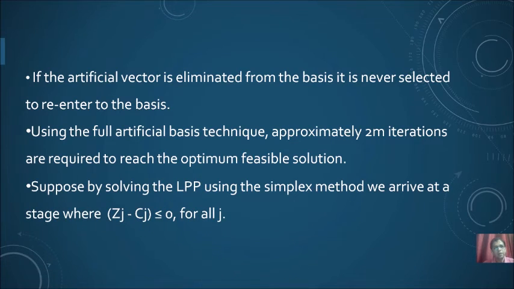Suppose that by solving the LPP using the simplex method, we arrive at a stage where zj minus cj is less than or equal to 0 for all j. That means the optimality criterion is satisfied. In other words, this is our final simplex table. Now there are two or three situations that we want to discuss when zj minus cj is less than or equal to 0 for all j.